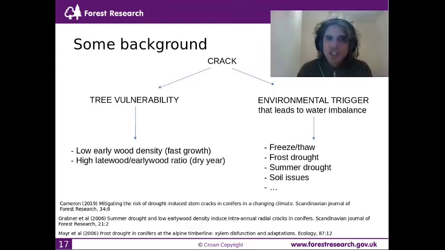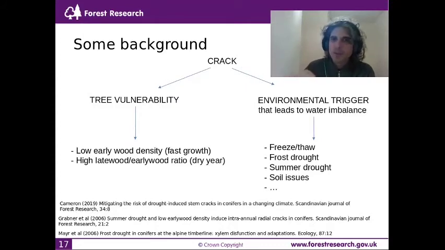The literature suggests that trees may be more vulnerable to cracking when rings with low early wood density exist. These rings will occur in years of fast growth. Alternatively, or additionally, it has also been reported that rings with a high late wood to early wood ratio will be more prone to collapse under stress. And this is because the stronger late wood may pull and tear the weaker early wood.